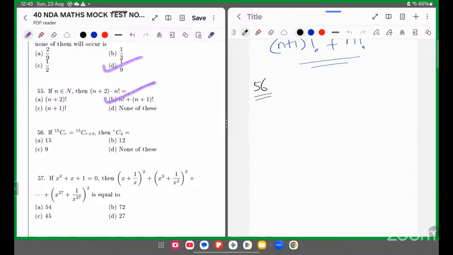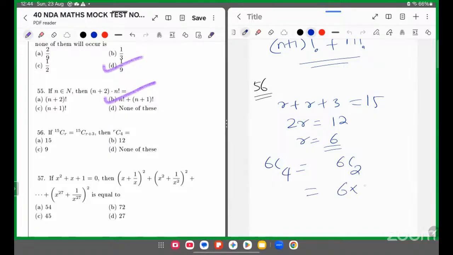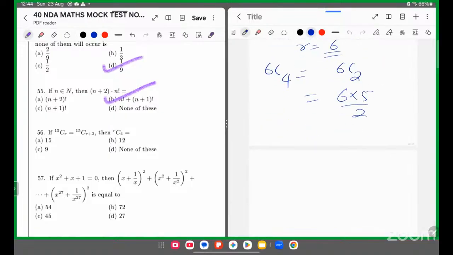56. 15 CR is equal to 15 C R plus 3. Then the only option is that R plus 3 should be equal to 15. So 2R equal to 15 minus 3, 12. R equal to 12 by 2, 6. So 6 C4 is 6 C2. So 6 into 5 divided by 2, 30 by 2 is 15. So the answer to 56 is A.